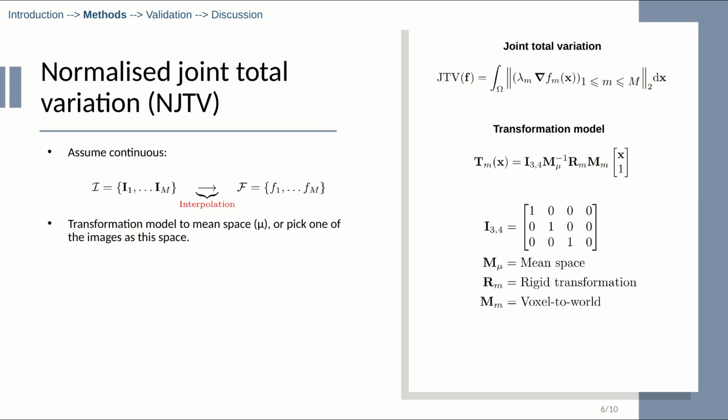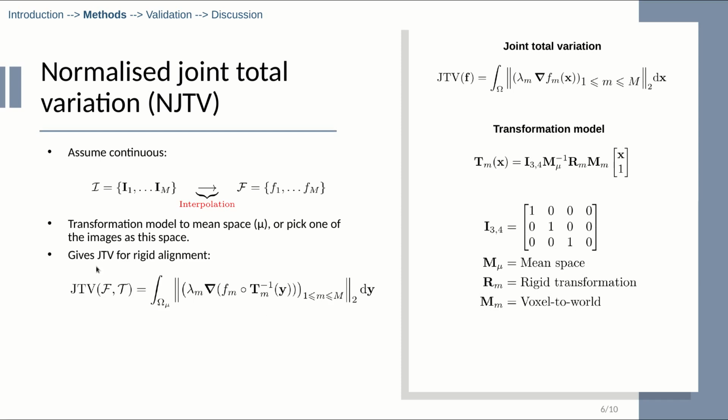We then define a transformation model to some mean space, mu. This transformation model is seen here on the right. It basically takes a voxel in one of the input images and transforms it to the mean image. And this mean image can be built from a maximum bounding box across all the input images, or you could also pick the field of view of one of the input images. MU is the mean space orientation matrix. R is the rigid transformation that is optimized for each input image, and M here is the voxel to world mapping of each input image.